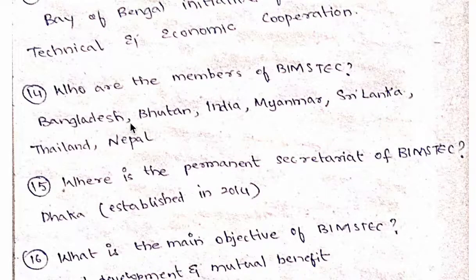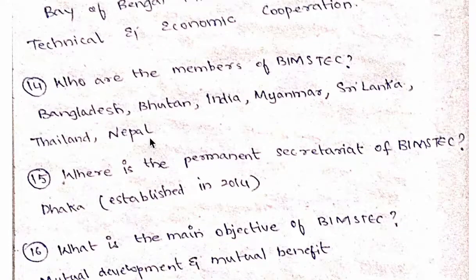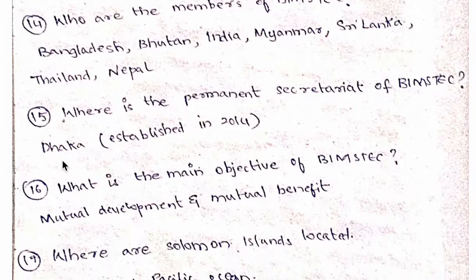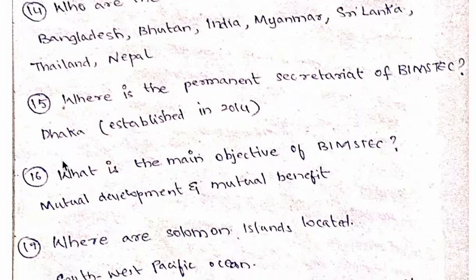So Bangladesh, Bhutan, India, Myanmar, Sri Lanka, Thailand and Nepal. So there are 7 members in BIMSTEC. So next, 15th question, where is the permanent secretariat of BIMSTEC located? It is in Dhaka, and the permanent secretariat was established in 2014.